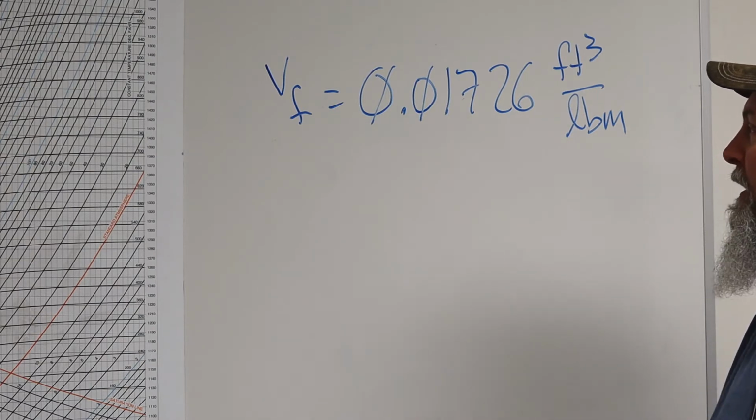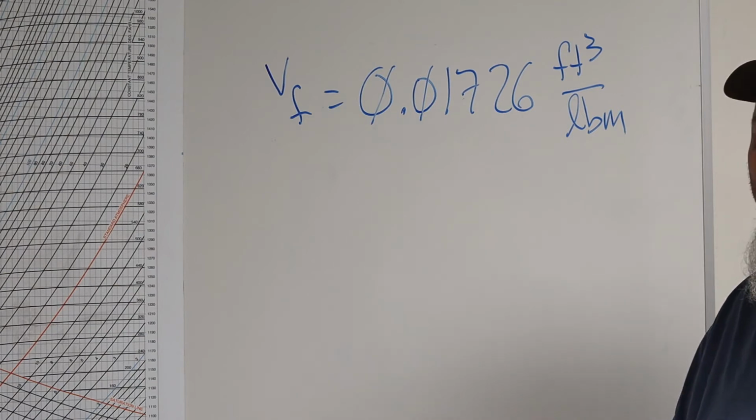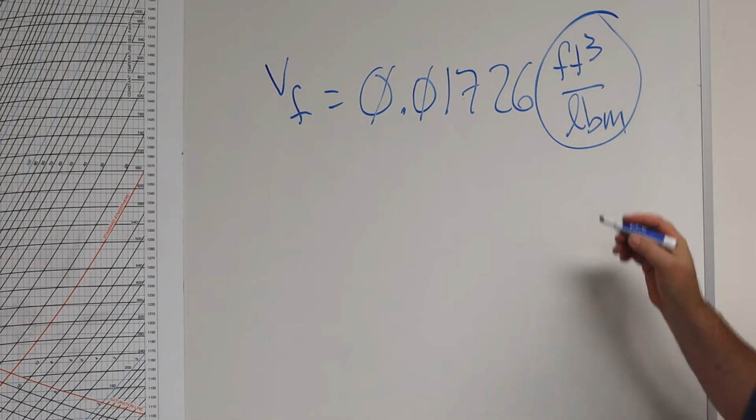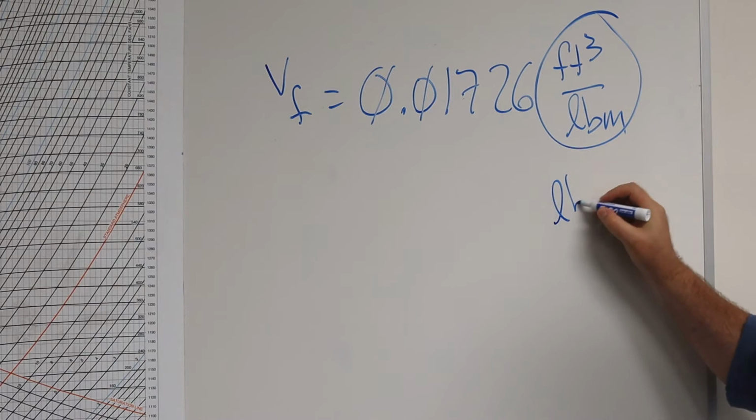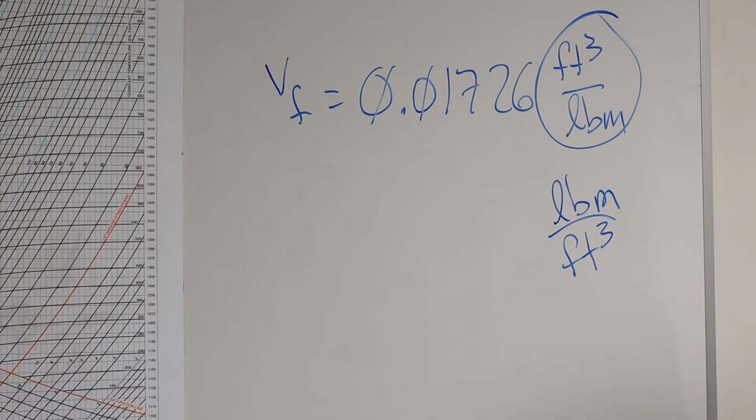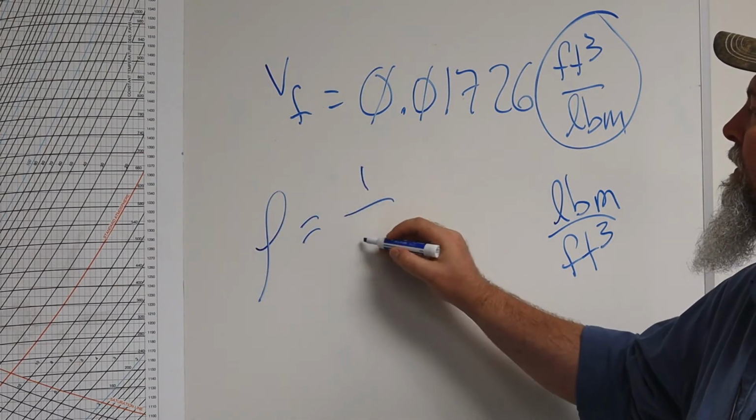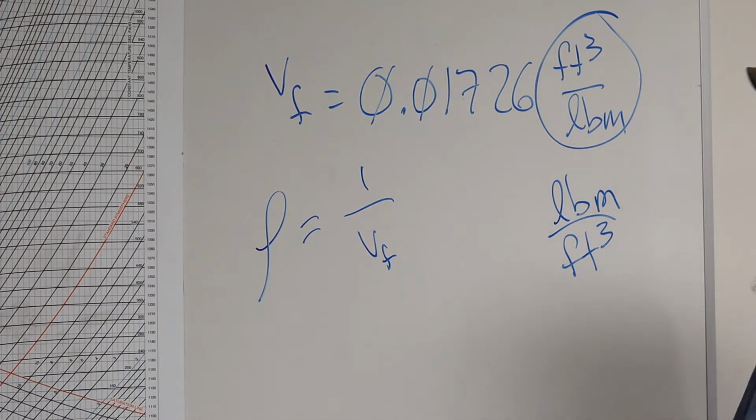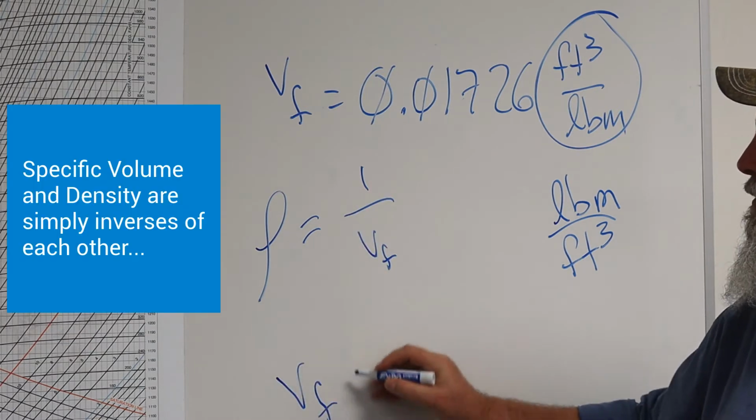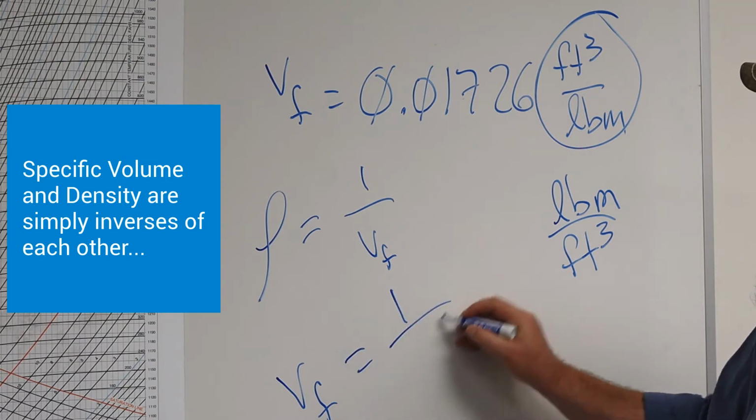Well, what seemed to confuse people was when I asked what the density was. Look at your units for specific volume. The units for density are the inverse, and it's pounds mass per cubic foot. So it's still a specific density we're asking for. Density is equal to 1 over specific volume, in this case 1 divided by the specific volume of the fluid. And just like the inverse of that, specific volume of the fluid is equal to 1 over density.